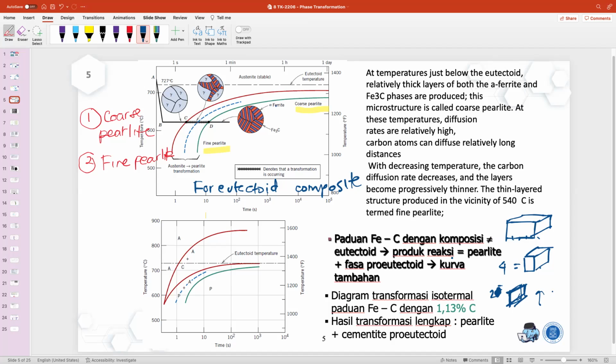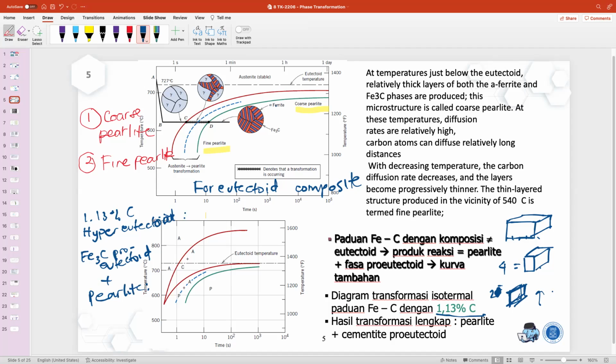For example, we have 1.13% of carbon, so it is a hypereutectoid. Remember? So in hypereutectoid, I still remember that we end up with Fe3C proeutectoid, and then after that we can get the pearlite.